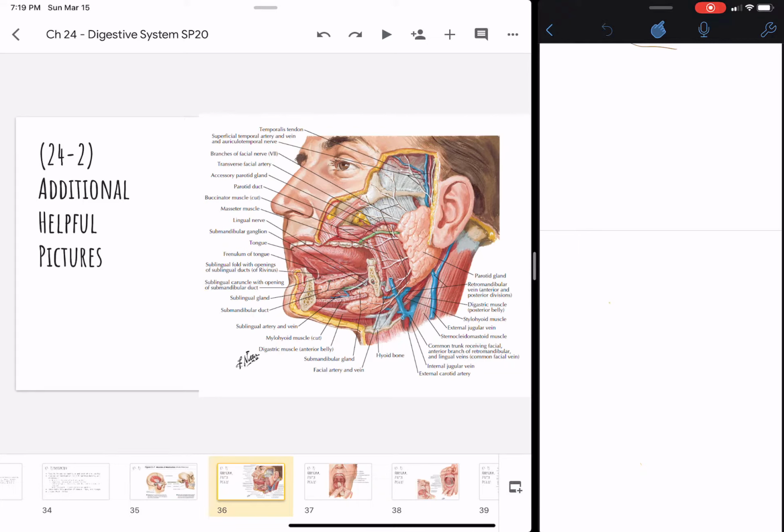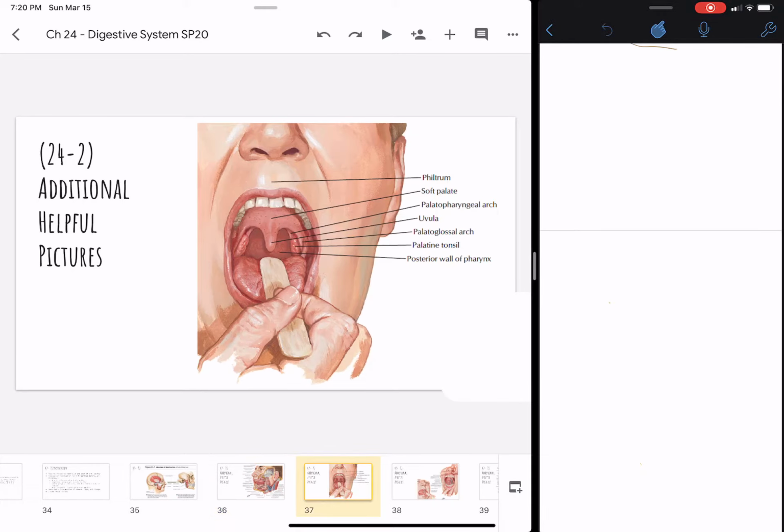Here's another view from Netter, anterior to the left, posterior to the right. This is a nice view because they broke away the mandible bone, so you can see the sublingual and submandibular glands. And then coming out of the parotid gland, you can see the parotid duct dumping into the mouth, but you can also see the branches of the facial nerve coming out of there too, coming superficially to the masseter muscle.